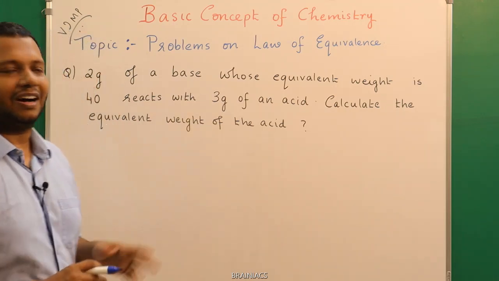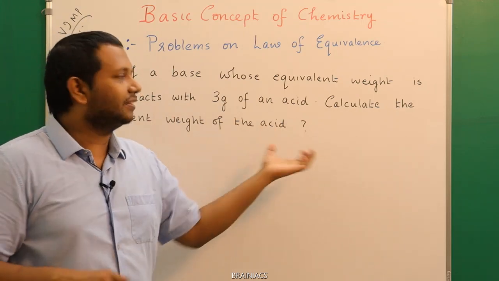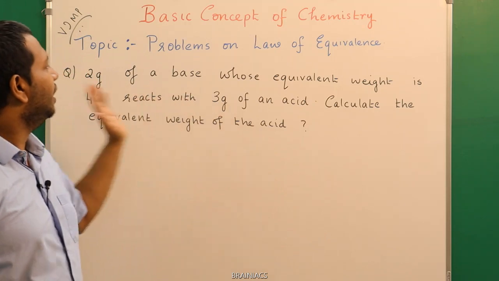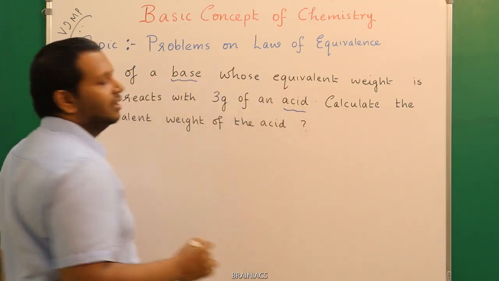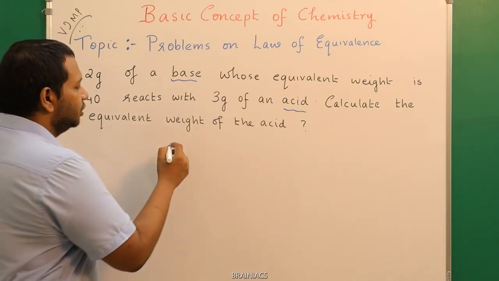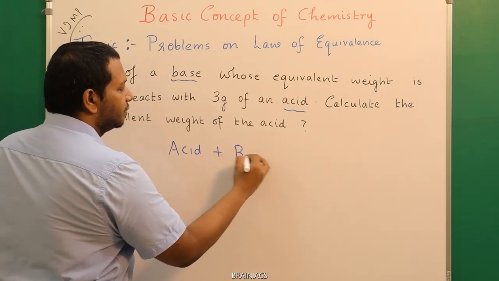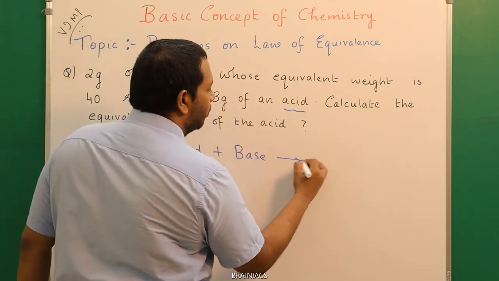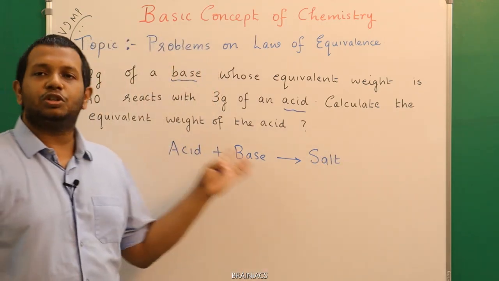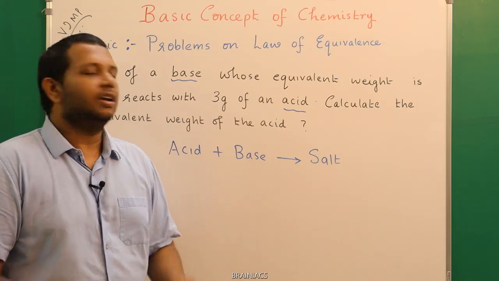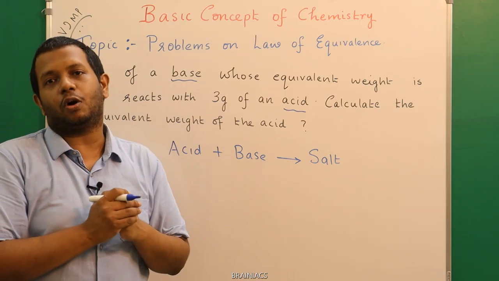Until now you have seen equations explicitly saying what acid or what base is used in the reaction. But here they are just mentioning it is a base and it is an acid, nothing else. We know generally acid plus base react to form salt, correct? But do you know which acid it is, which base it is? We don't know. So to calculate the equivalent weight, we will apply the law of chemical equivalence.